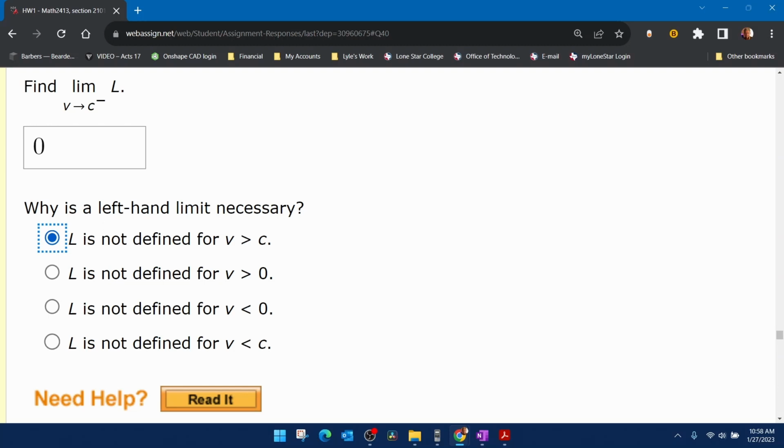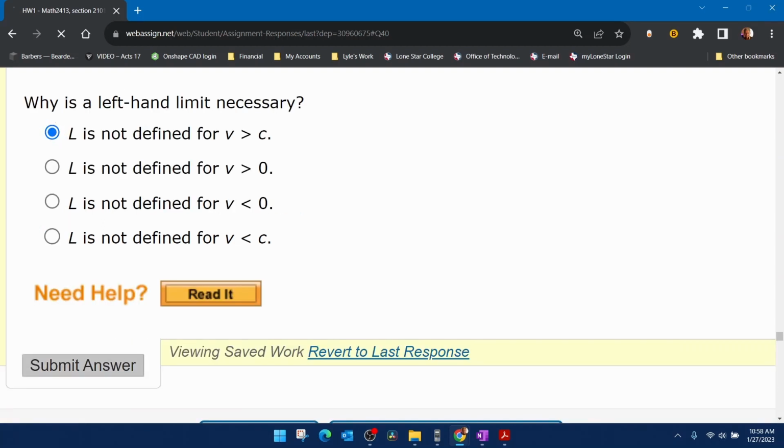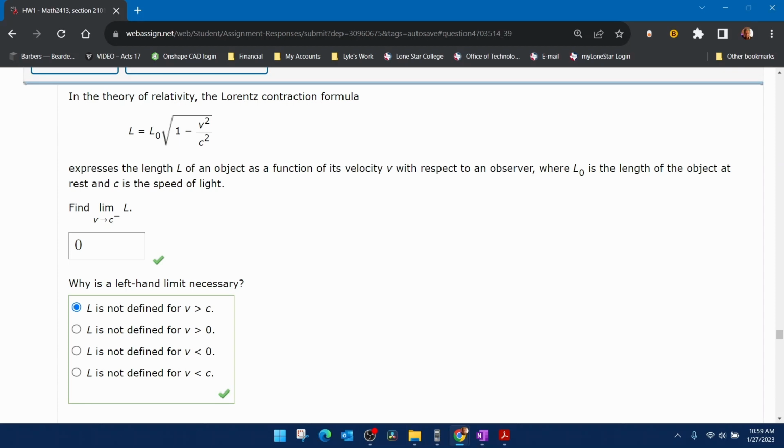And that's going to be this option here. And then we're going to submit our answers and see how we did. And it appears that we were right on both accounts, and so that's going to do it for this particular problem.